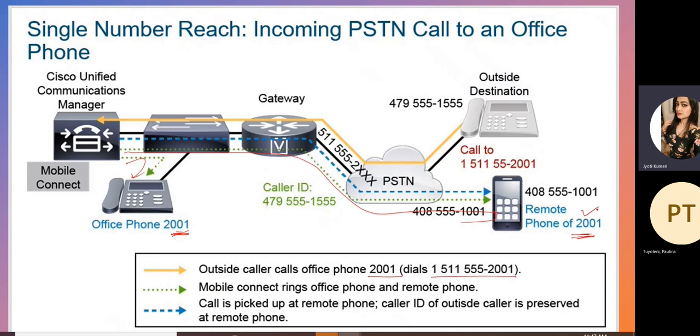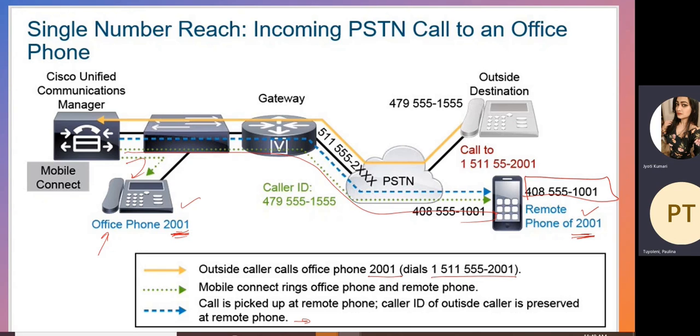Let's say this is my phone on the desk and I'm not available in the office today. I have configured unified mobility and I have my phone associated with this phone. So, any calls coming for this desk phone in my office, I can receive on my remote phone and my mobile phone as well. If I answer from there, the caller ID of the outside user is preserved at the remote phone. It will appear there and the call will no longer be coming on this phone.